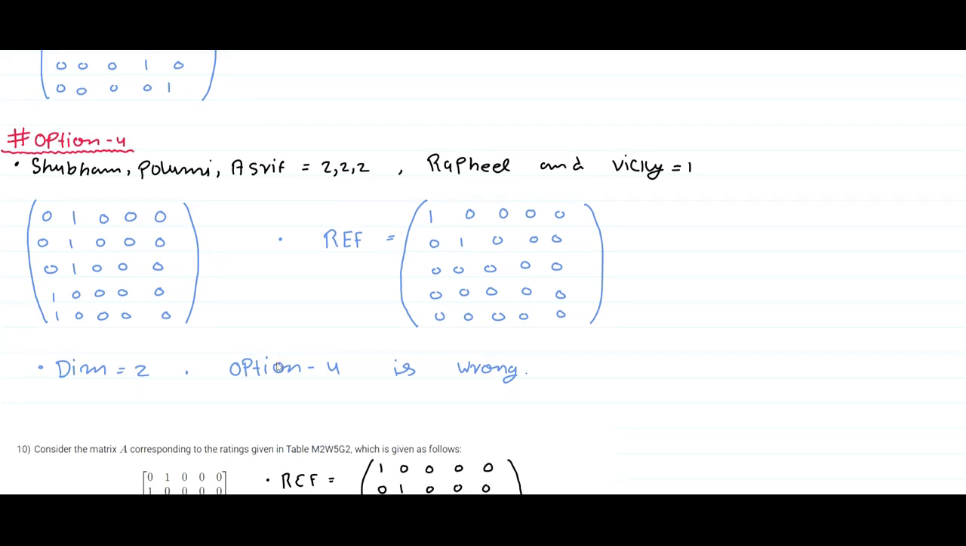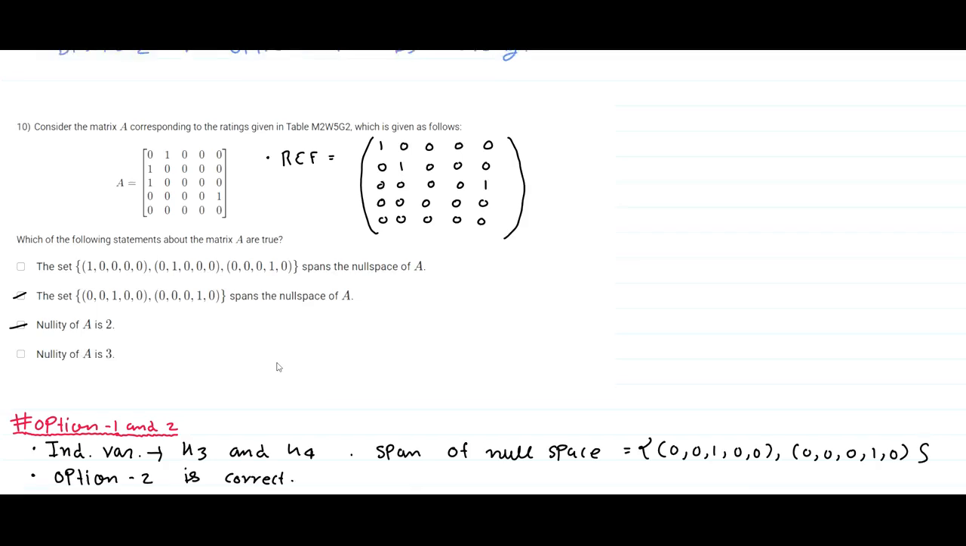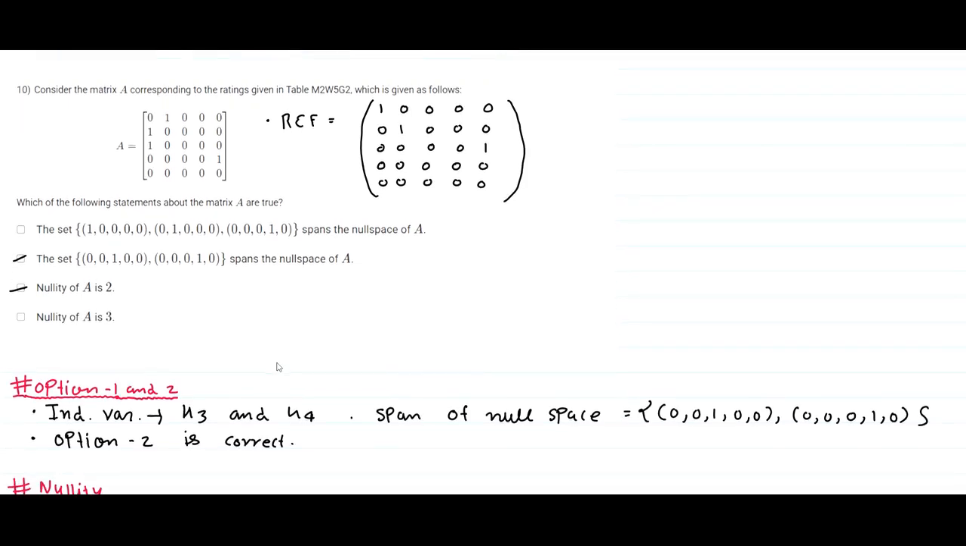Now let us move to question number 10. Question number 10 basically says that A is a 5 cross 5 matrix that is given below. And from the given options, we have to select the correct options regarding the matrix A. First of all, let us make the reduced row echelon form of this matrix. So it would look something like this.